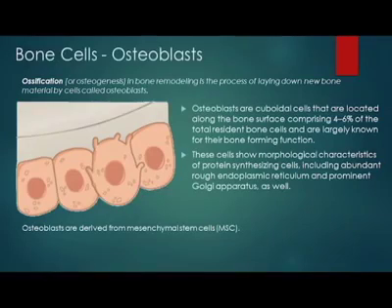Osteoblasts are cuboidal cells that are located along the bone surface, comprising 4 to 6% of the total resident bone cells, and are largely known for the bone forming function. These cells show morphological characteristics of protein synthesizing cells, including abundant rough endoplasmic reticulum and prominent Golgi apparatus. Osteoblasts are derived from mesenchymal stem cells, which we can call MSC.